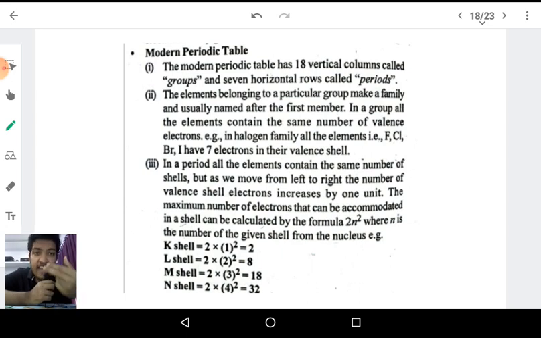If the element has an L shell, then the maximum number of electrons which can be accommodated in the L shell is 8, because 2 into 2 square, that is the formula. 2n square is the formula. For the M shell, n is equal to 3, so it is 2 into 3 square, which is 18. And for the N shell, it is 2 into 4 square, that is 32. So these are the maximum number of electrons which can be placed in a particular shell.